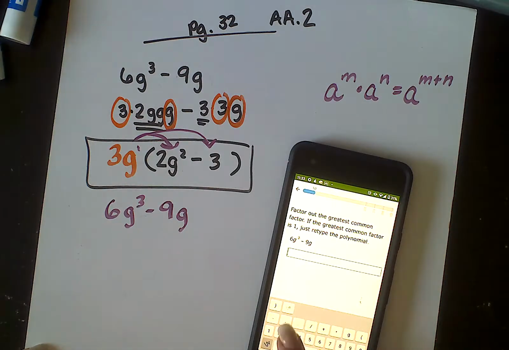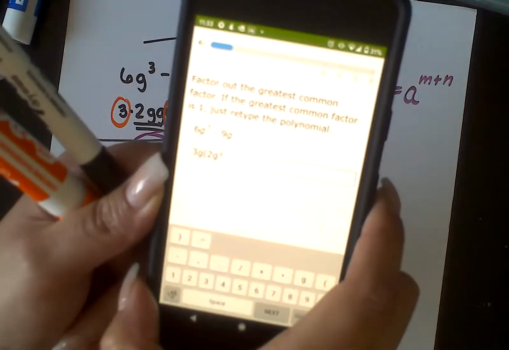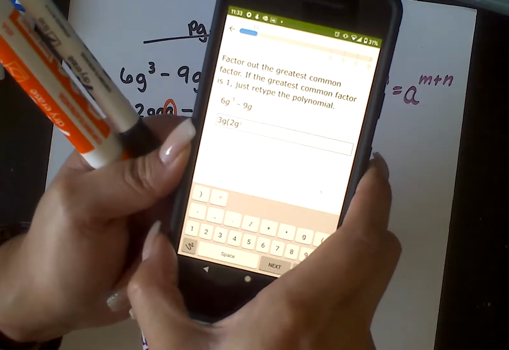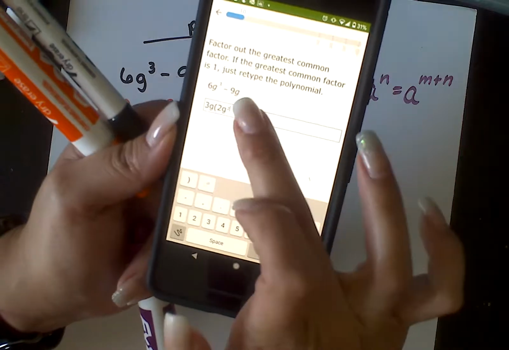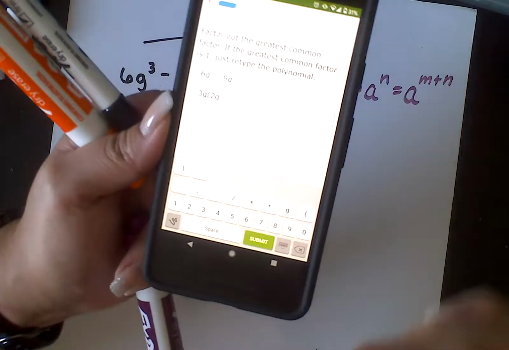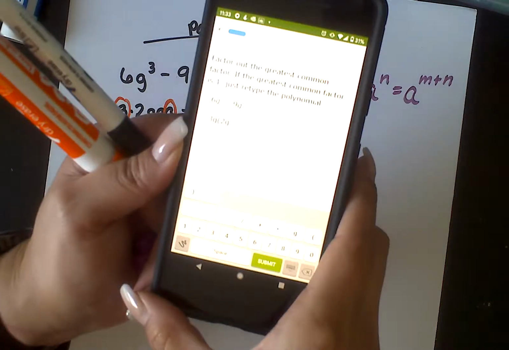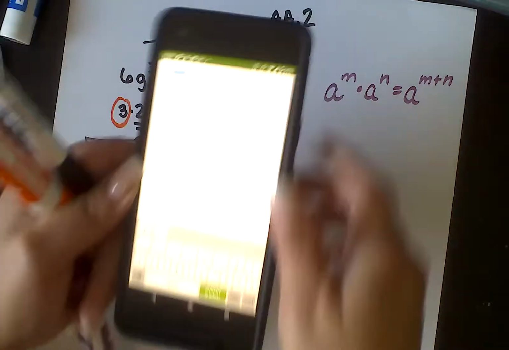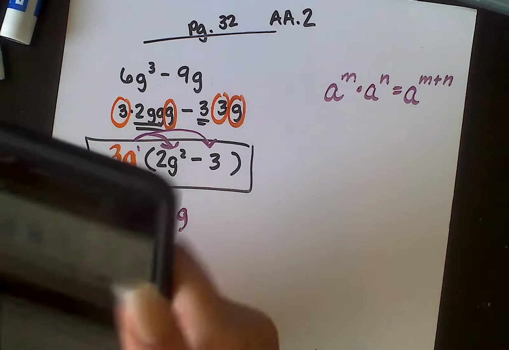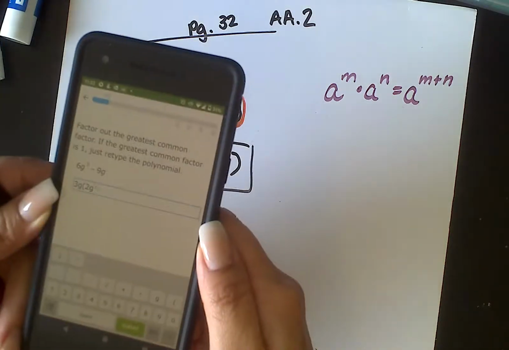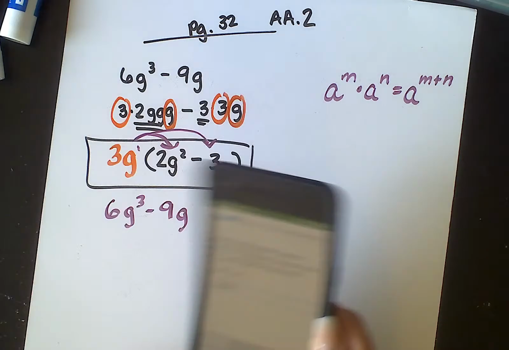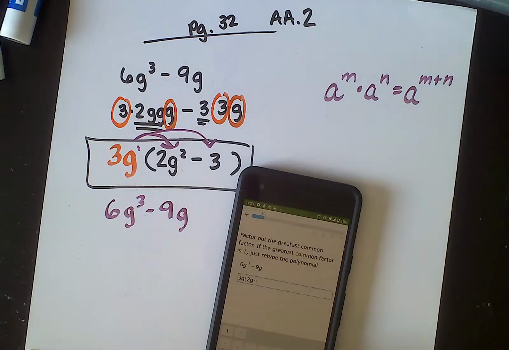So typing it in, I have 3g times 2g squared. Now, be careful. I was about to make that mistake here. I'm currently in the exponent, so I'm just going to click outside of it, and you notice that the cursor, I don't think you guys can see that at all. Let me lower down the brightness there. There we go. The cursor became a lot bigger. So make sure that you are out of the exponents to type -3.